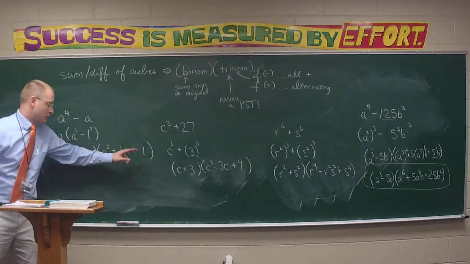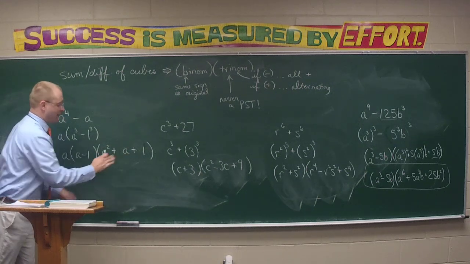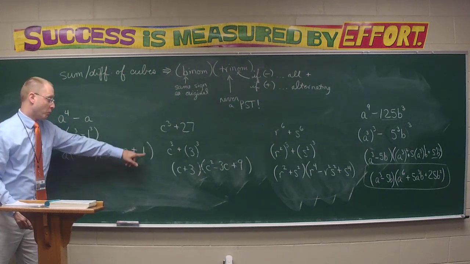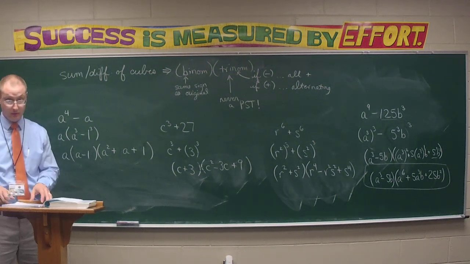A squared, first, gone. 1 gone. 1 to the first. Really, we don't even have to write it since it's got the a. And then 1 squared, or 1, we have to write there. Signs all positive. And there we go. Questions on this?